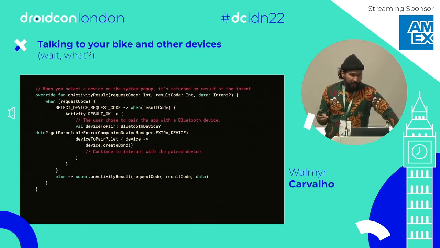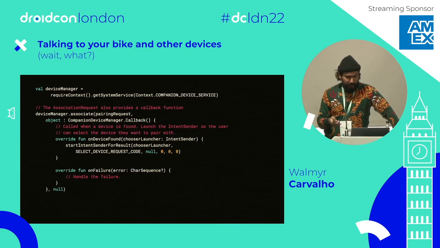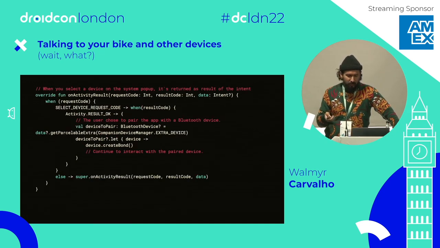And then here, when you have the device, when you start the activity result with that intent, and you select one from that list, you get the device here. Which means you can interact with the device like we did before with the get. So that's kind of clear.